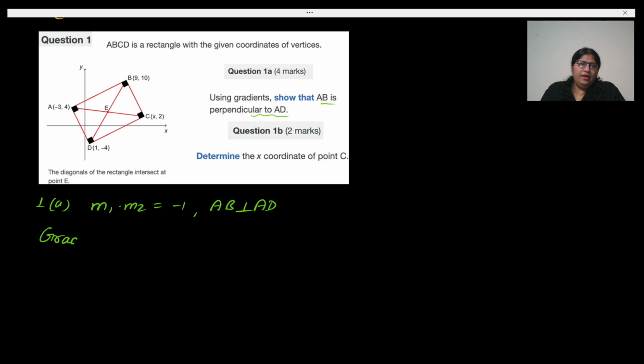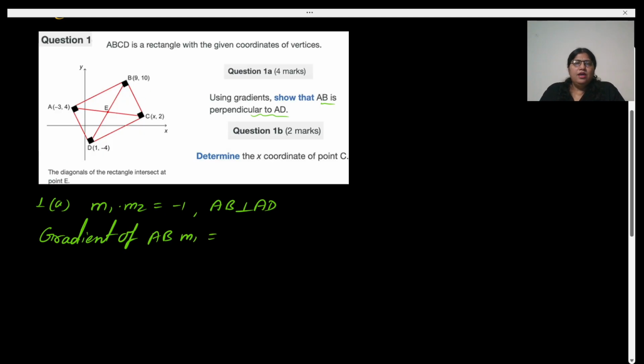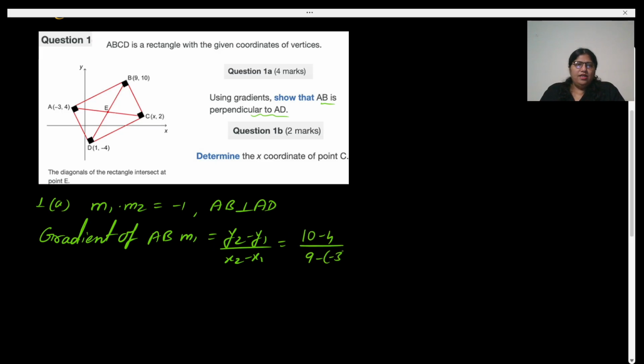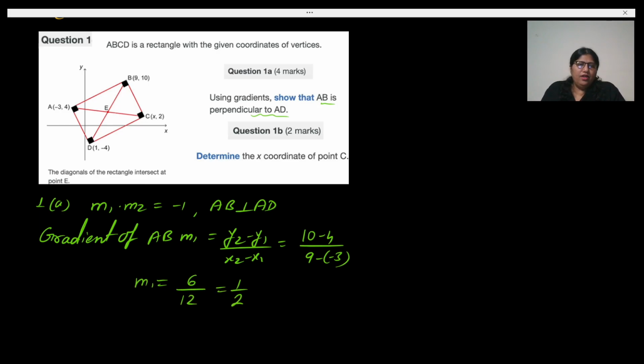So take the gradient of AB. If I take it as M1, you have to take the coordinates of A and B. So what is the formula? Y2 minus Y1 by X2 minus X1. So here for AB, 10 minus 4 by 9 minus of minus 3. So you will get 6 by 12, which is half. So this is your gradient M1 of AB.